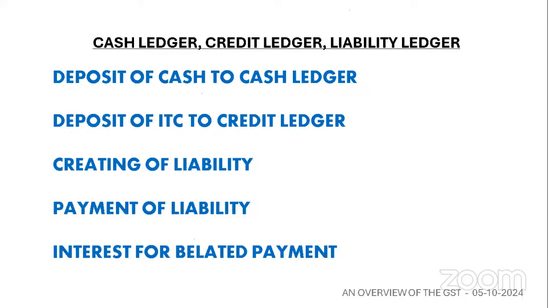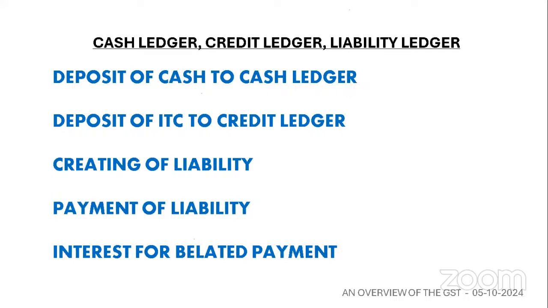Now, cash ledger is my account with the GST department. Credit ledger is my account with the GST department. My money is sitting in the cash ledger. My money is sitting in the credit ledger. Whereas the liability ledger is just like a loan account where I have to pay the taxes on my sales. The tax payable on my sales is like a loan payable to the government. Now, every month, the 20th is the last day to pay the taxes. Whatever taxes are payable by you should be paid by the 20th, that is the last date.